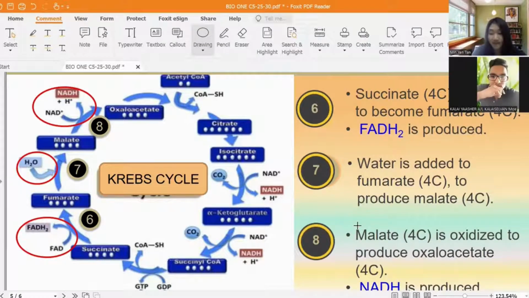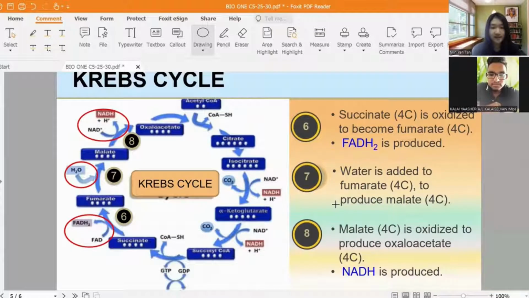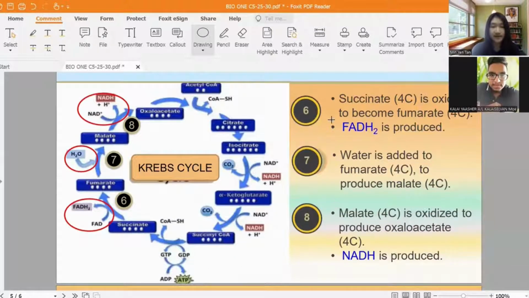Yes, correct. But that is only 1 turn of the Krebs cycle, which yields 2 carbon dioxide, 1 FADH2, 3 NADH, and 1 ATP. But each molecule of glucose will produce 2 turns of this Krebs cycle. So what do you think the new number of products is? Since it undergoes twice, the final product will be 6 molecules of NADH, 2 molecules of FADH2, 2 molecules of ATP, and 4 molecules of CO2. Yes, it's correct. So that completes the Krebs cycle.